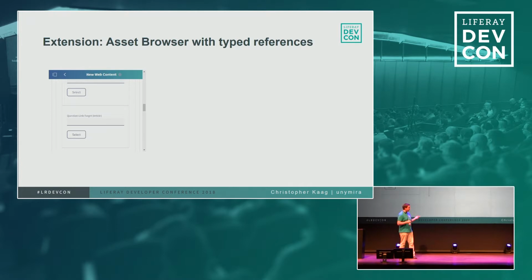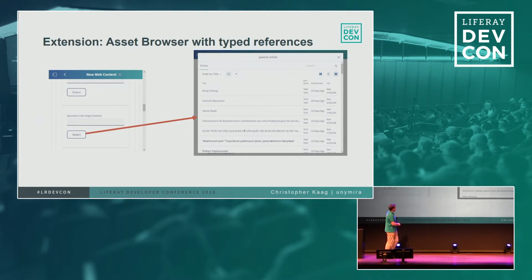This is a generated backend form for the structure. If you have some kind of reference fields, it will create this select button, which, if pressed, opens a pop-up, and this pop-up contains the so-called asset browser, which probably everyone has already used. But the name for this thing is asset browser, if you want to know. The asset browser browses assets.